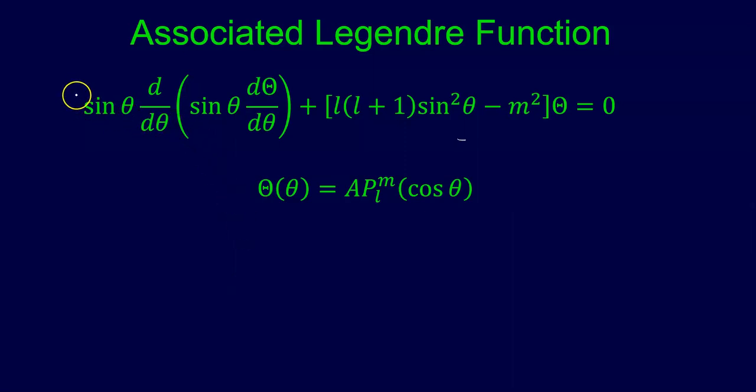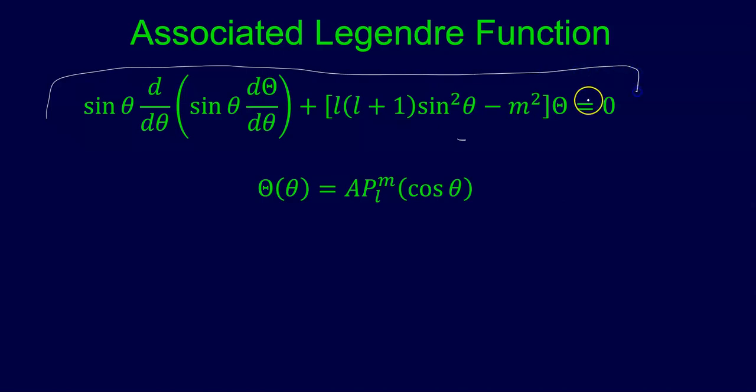So let's move on to the theta portion of the angular equation. So here's our differential equation. This is a bit more complicated, and so we're just going to explicitly write out the solution and then work with the solution and try to understand it a little bit better. The solution is called the associated Legendre function. This a here is just a constant.